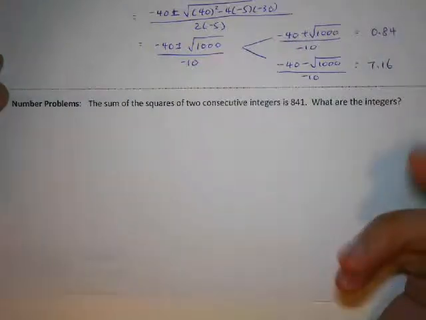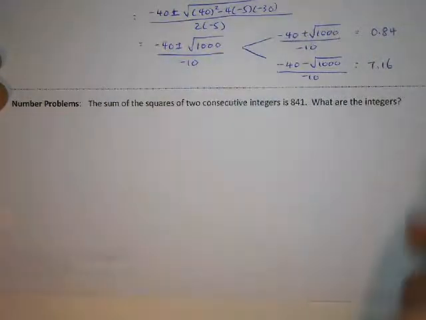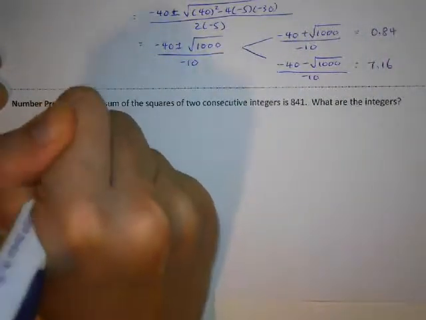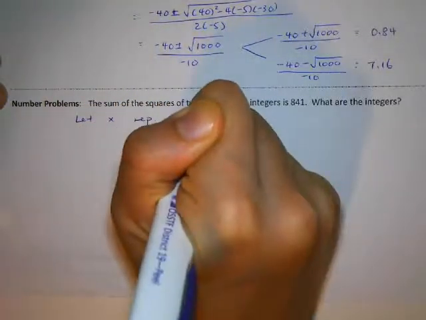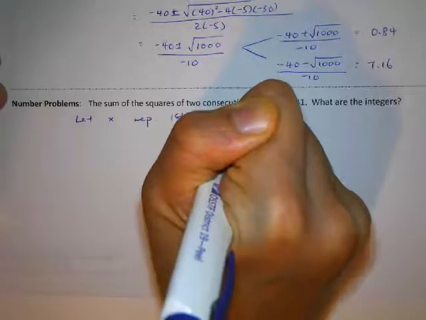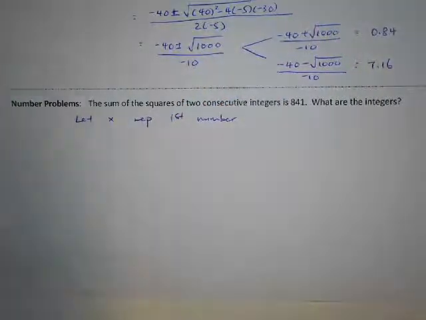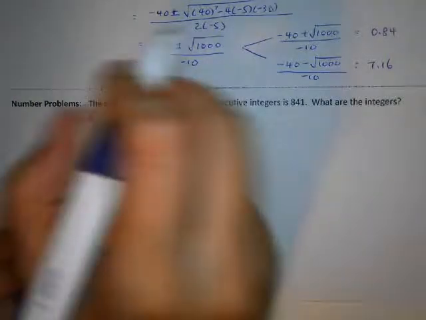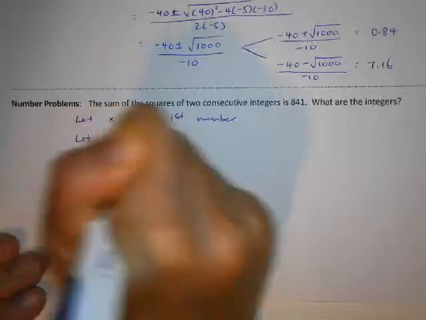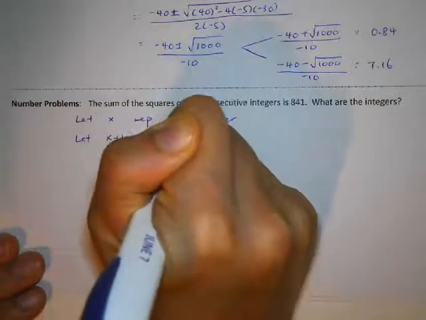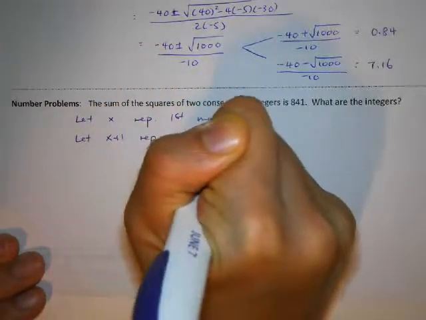So let me write the let statements. Let x represent the first number. If x is the first number, that means the next consecutive number would just be 1 after, so x plus 1. And the x plus 1 represents the second number.